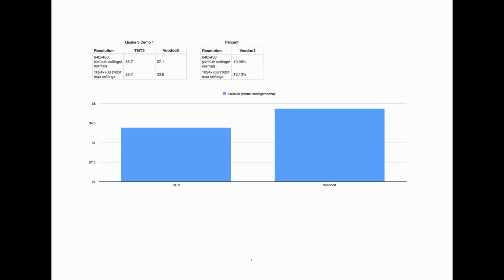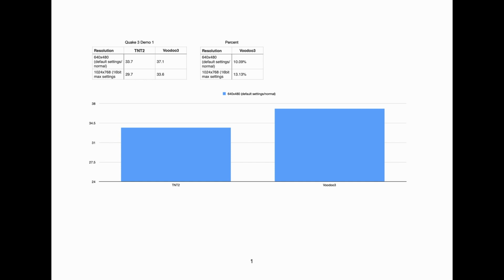So for the first benchmark, we're looking at the Quake 3 time demo. I've done this in two resolutions, 640 by 480 and 1024. So in the 640 by 480 resolution, we can see that the Voodoo 3 is about 10% faster than the TNT2. Now, I don't think that the TNT2 or Voodoo 3's memory should be bottlenecking anything at this resolution. So it does seem like the Voodoo 3 is definitely quicker here.